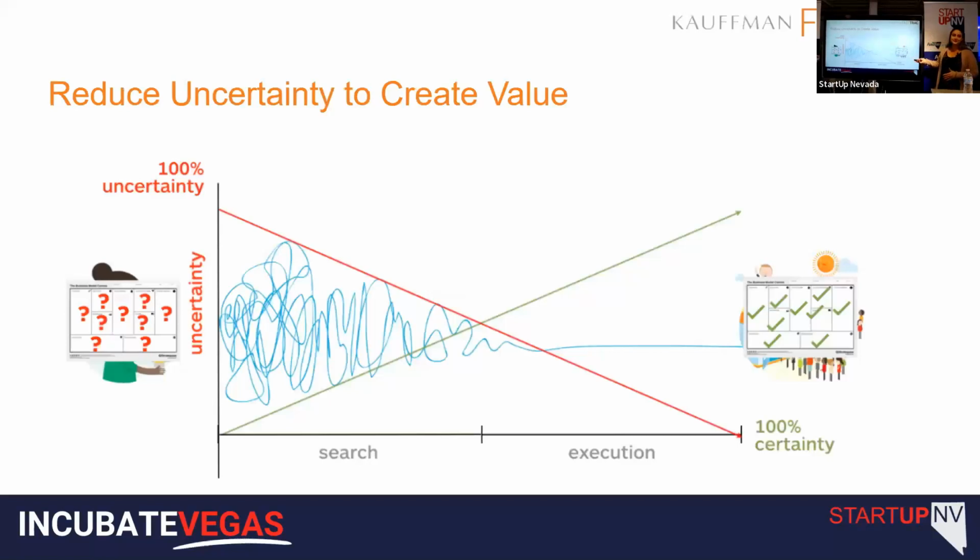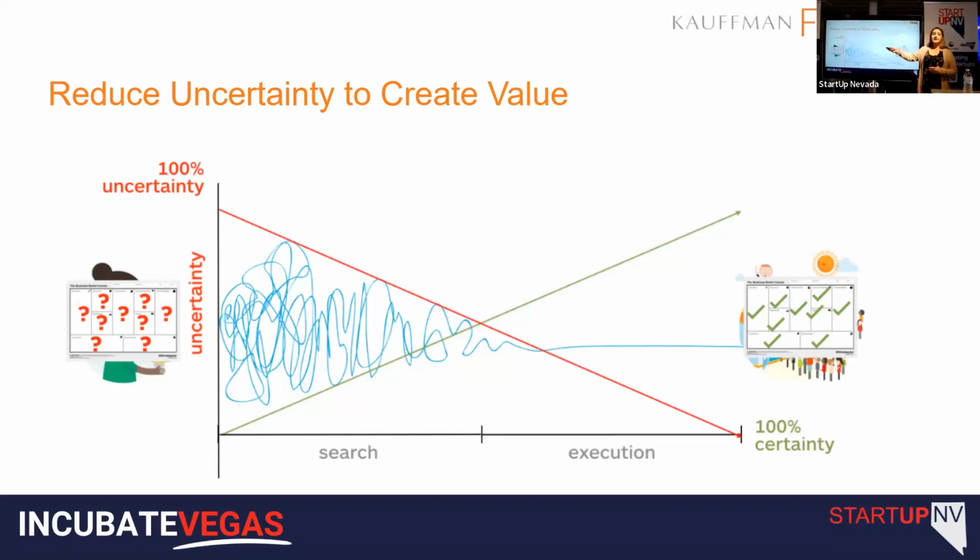I love this chart. This says that as we reduce uncertainty, we create value. So we want to create something of value. We want to create a new business. We want to create change in the world. We want to make something that didn't exist before us. So how do I do that?